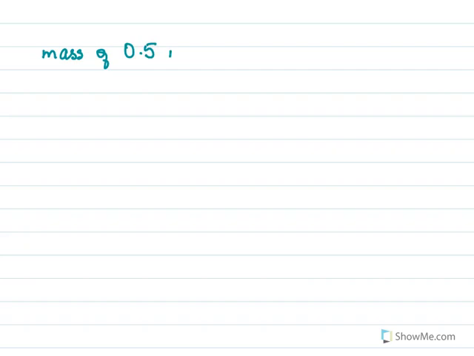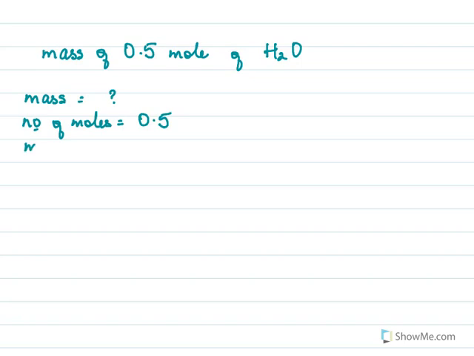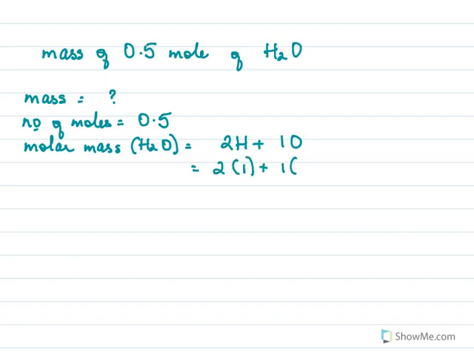Next, what is the mass of 0.5 mole of water molecules? So mass of 0.5 mole of water molecules, H2O. So mass we need to find, number of moles equal to 0.5, and molar mass. Molar mass of H2O, which is made up of 2 hydrogen plus 1 oxygen. So 2 into 1, oxygen is 16. So 2 plus 16, which is 18. So molar mass is 18.